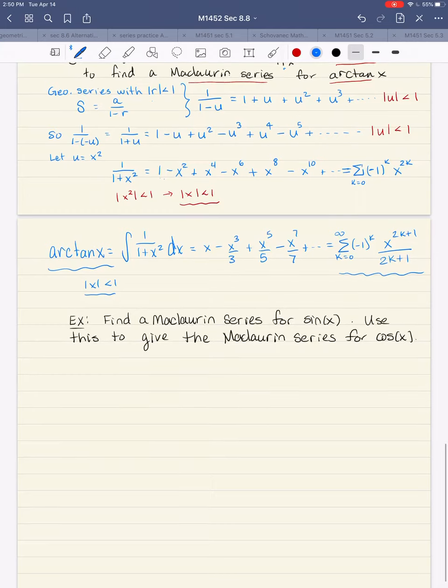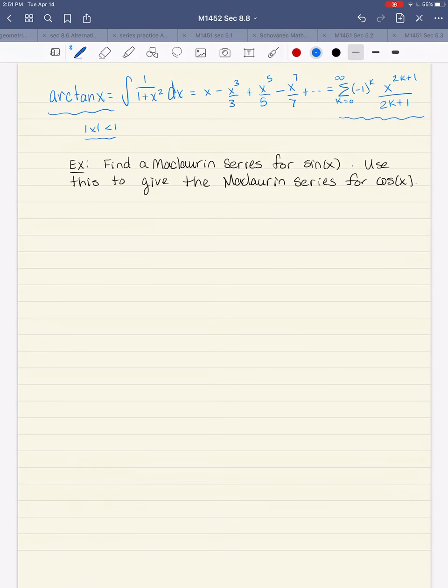All right, so in the next example, find a Maclaurin series for the sine of x. Use this to give the Maclaurin series for the cosine of x. So let's start taking a bunch of derivatives. Again, a Maclaurin series is centered at c is equal to 0. So let's start with the sine of x and take a bunch of derivatives of it. Derivative of sine is the cosine. Derivative of cosine is minus the sine. Derivative of minus the sine is minus the cosine. And now at the fourth derivative, we're back where we started. So we're going to recycle through those numbers again and again.